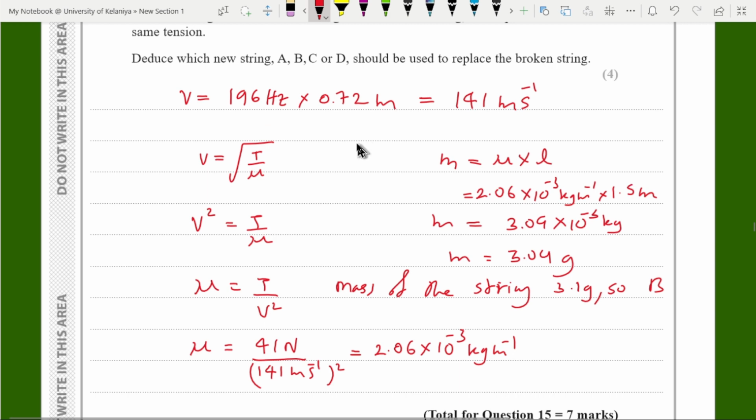Here, 1 mark is given for the use of v equals f lambda. Then 1 mark is given for the use of v equals square root of T over mu and calculating mu. Then 1 mark for this whole thing. And to use m equals mu times L, you will get another mark. And for the final answer and the conclusion, you will get 1 mark. So that's how 4 marks are given to your answer.